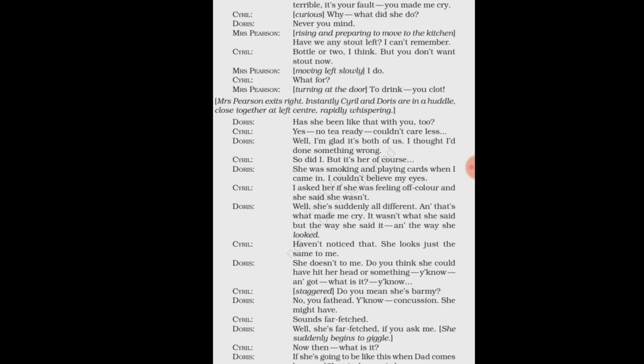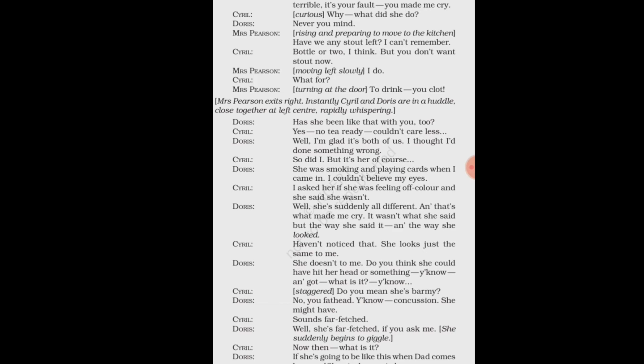Cyril: Haven't noticed that. She looks just the same to me. Doris: She doesn't to me. Do you think she could have hit her head or something? You know, and God, what's it, you know? Cyril, staggered: Do you mean she's barred me? Doris: No, you father. Feathered.